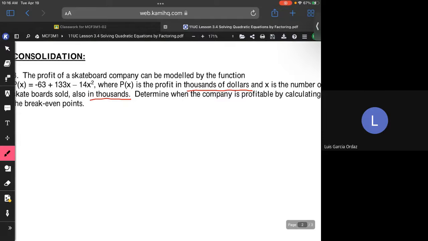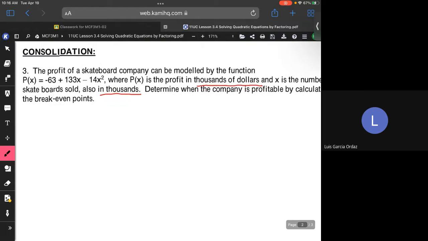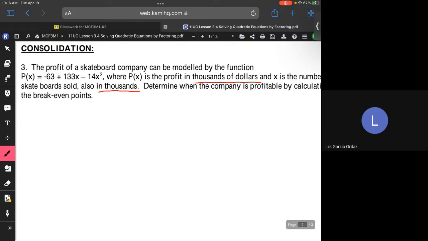So determine when the company is profitable by calculating the break-even points. What do you guys think the break-even points are? Yep, the x-intercepts. That's when they make $0. When you break even, you make $0, which basically means you paid back whatever it is you purchased.